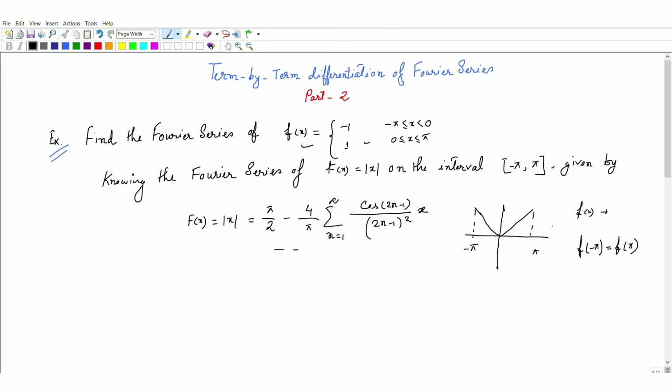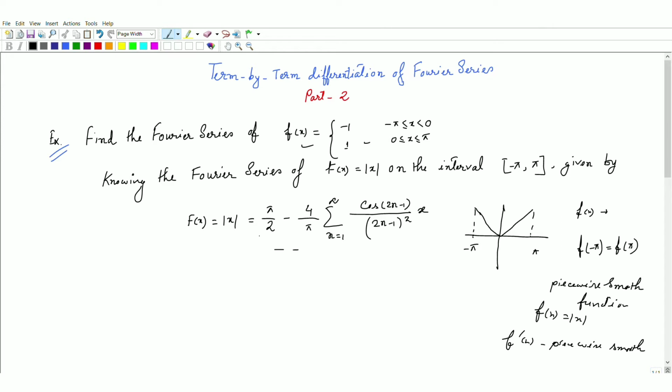So it also satisfies the second condition, and the third condition: definitely it is a piecewise smooth function, f(x) = modulus of x. And if you do the differentiation, which is also what has been asked in our question, f dash x is also piecewise smooth. Okay, so now we can do the differentiation of this function.